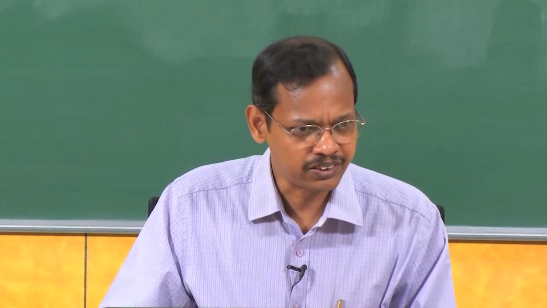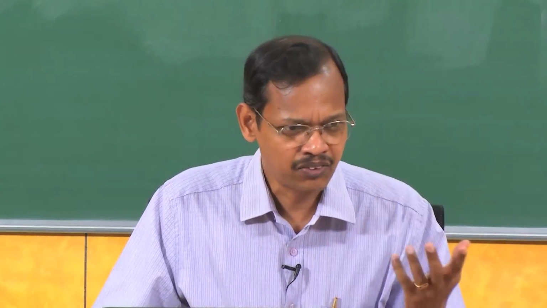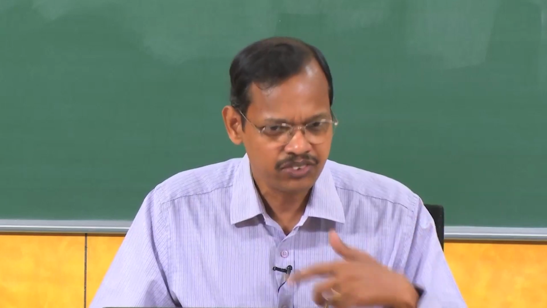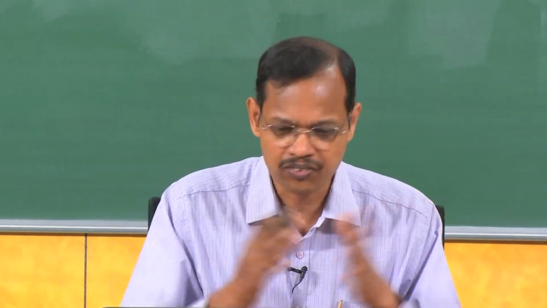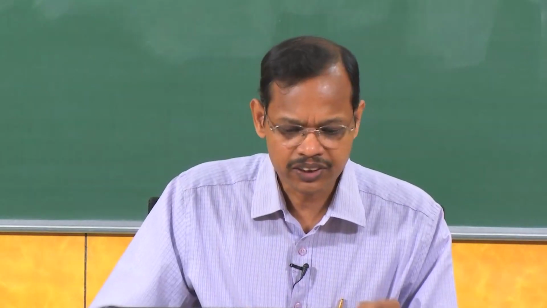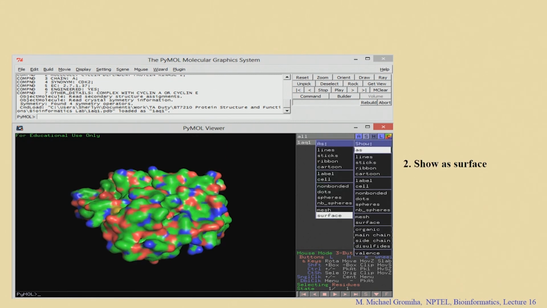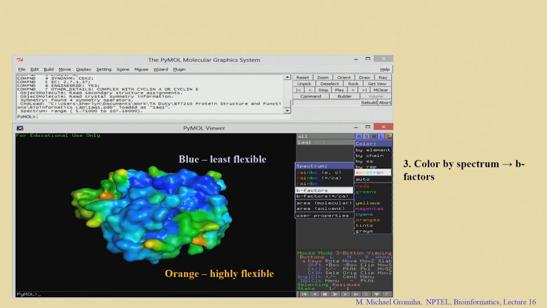For example, to see the B factors. We discussed the B factor. What is the B factor? It is the temperature factor. This will give you the fluctuations of each residue, for example, how much they fluctuate and how rigid they are. If I take this file, 1AQ1, and open it in this window, you can see the surface, and from this you can see the B factors with different colors.